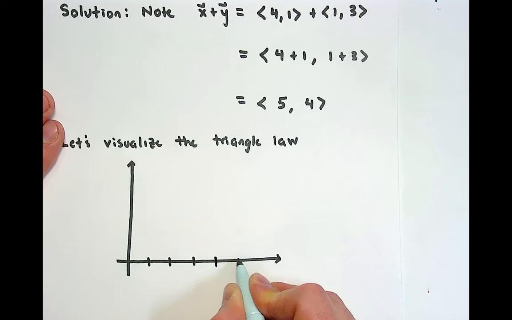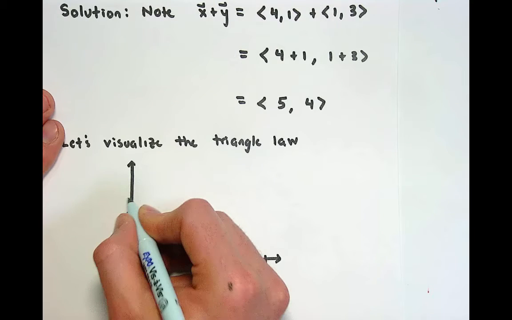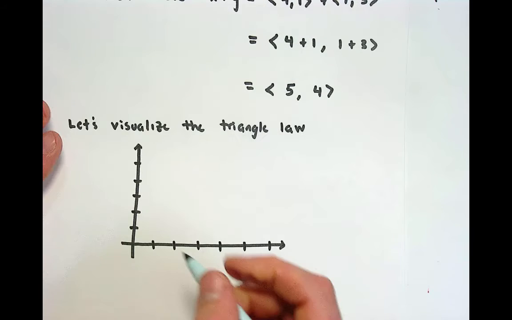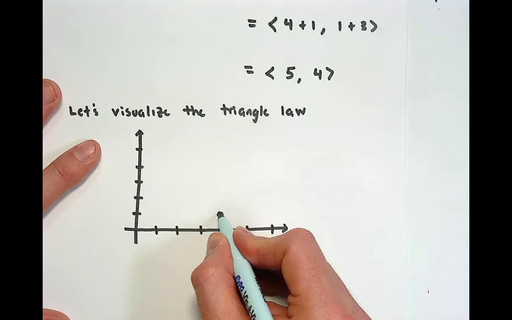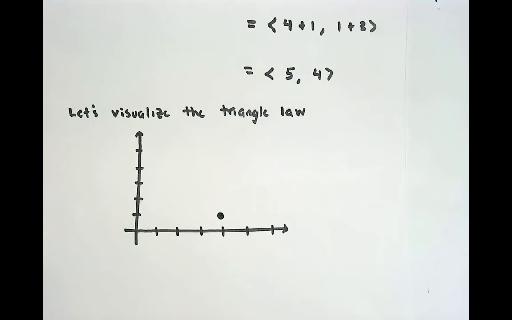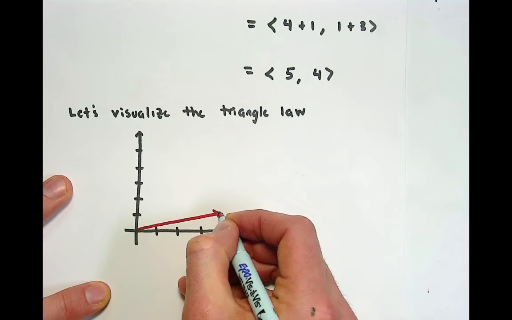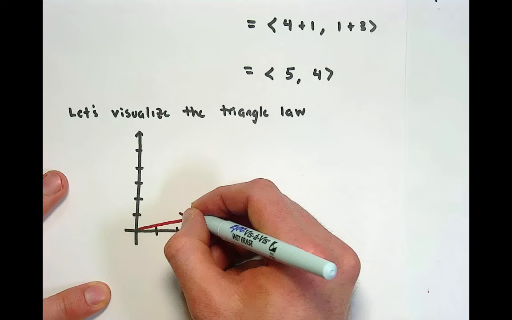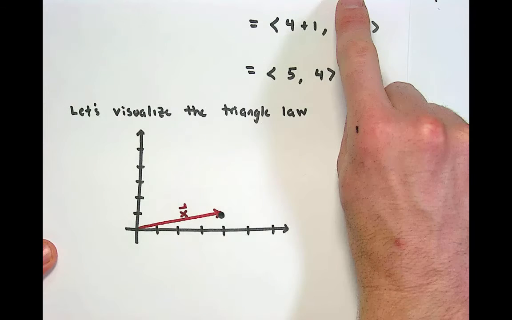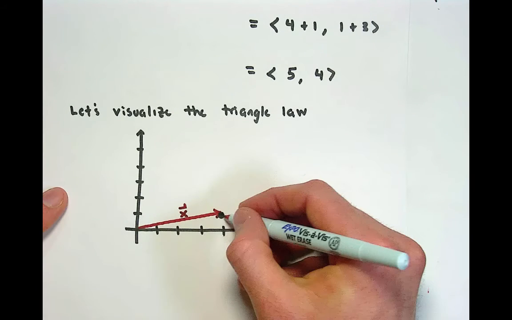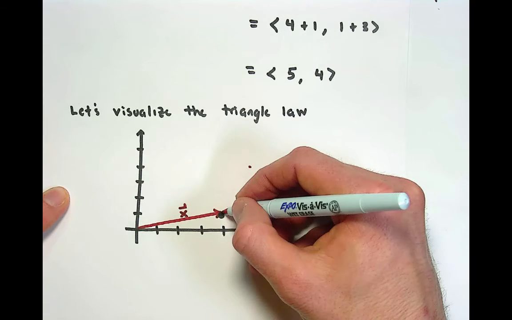All right, let's visualize this just to kind of make this come home. One, 2, 3, 4, 5, 6. 1, 2, 3, 4, 5. All right, 4, 1. So I go 4 over, 1 up. This is my x vector. All right. My y vector, I go 1 over and 3 up. 1, 2, 3.